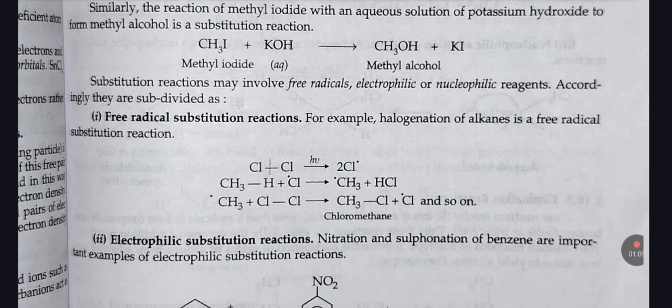For example, halogenation of alkanes is a free radical substitution reaction. For example, Cl2 in the presence of sunlight will give 2Cl radical. CH4 plus Cl radical will give CH3 radical plus HCl. CH3 radical plus Cl2 will give CH3Cl plus Cl radical, and so on.